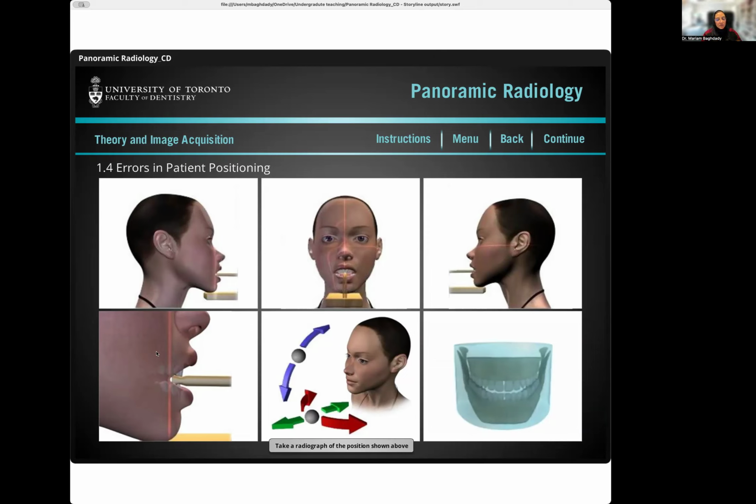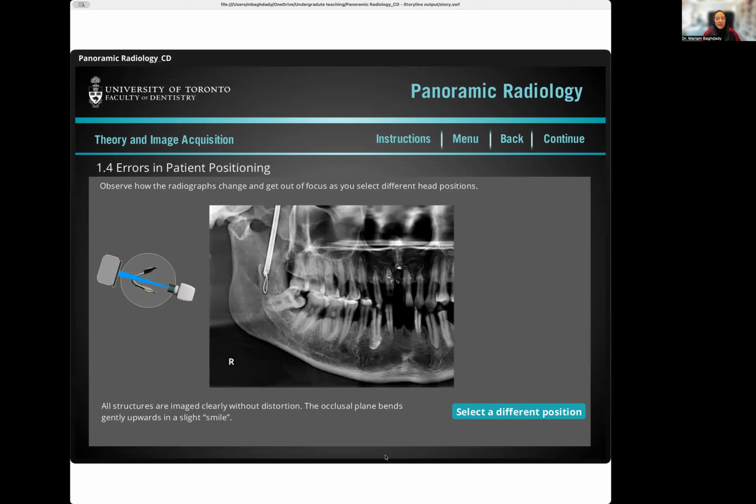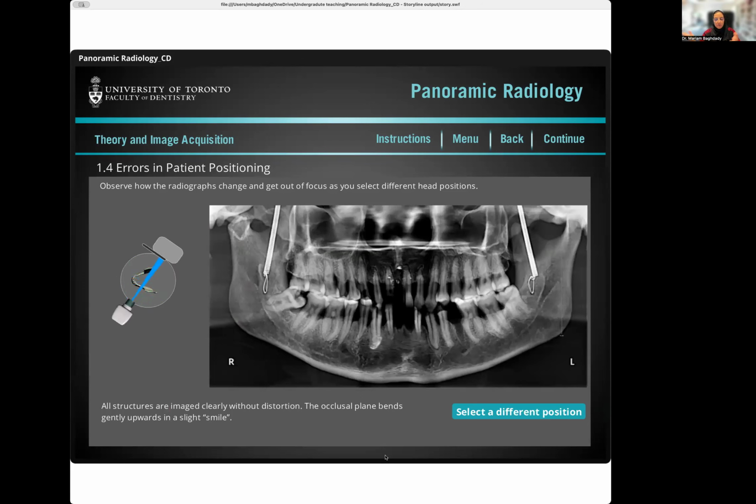So let's see what happens when we take this beautiful image where the canine lines are on the canine, the mid-sagittal plane is on the mid-sagittal plane, and the alatragus line is perfect. Let's take a radiographic image. It goes around the patient's head. Boom, it looks great, right? So all the structures appear clear, without distortion. The occlusal plane bends gently upwards in a slight smile, right? And we can see all of our structures.